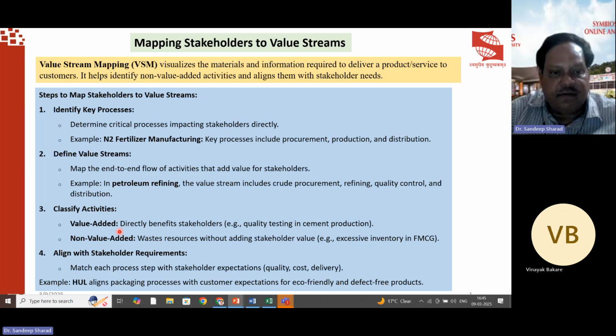Classify the activities. Value added directly benefits the stakeholders, that is quality testing in cement production. Non-value added wastes resources without adding stakeholder value, for example excessive inventory in FMCG. Align with the stakeholders' requirements: base each process step on the stakeholders' expectations of quality, cost, and delivery. For example, HUL aligns the packaging processes with the customer's expectation for eco-friendly and defect-free products.